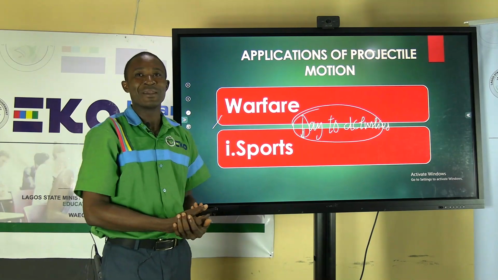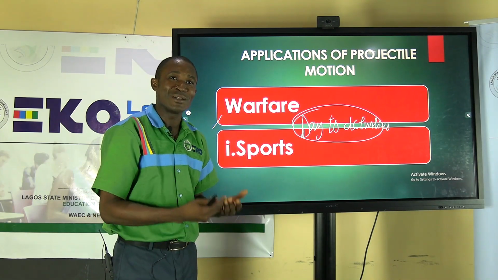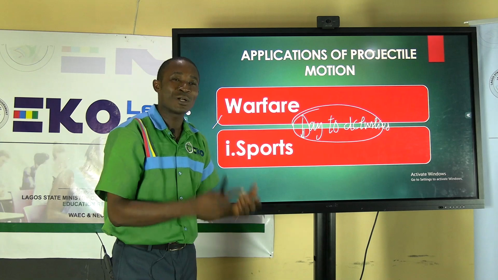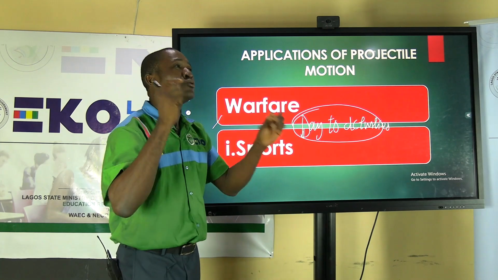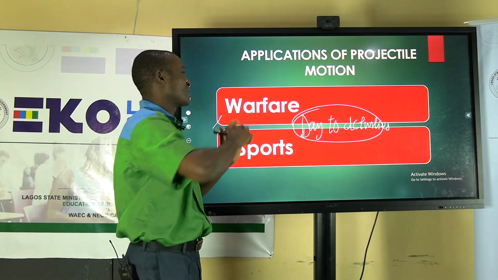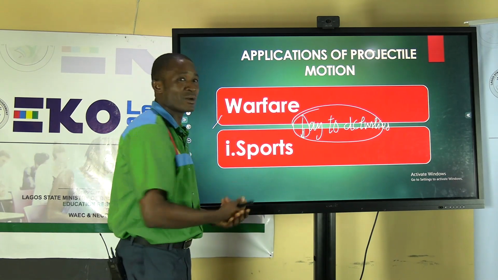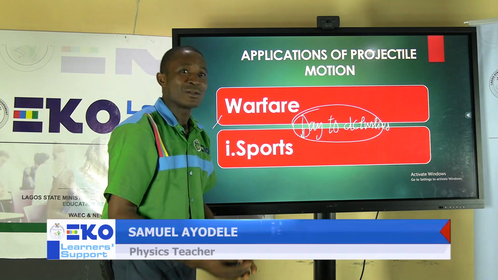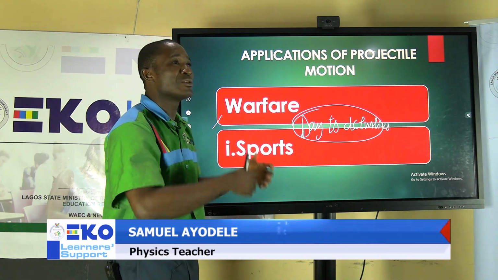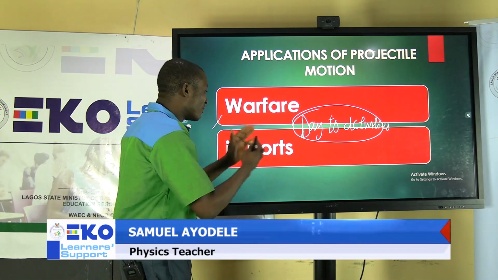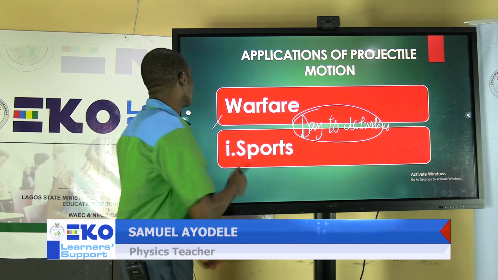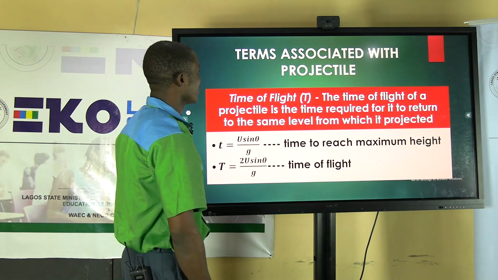Now, in warfare, if you want to shoot a gun, javelin, whatever, you want to throw it into the air, it's performing a projectile motion. Sports: football, lawn tennis, table tennis, long jump, high jump, all of these, they make use of projectile motion.